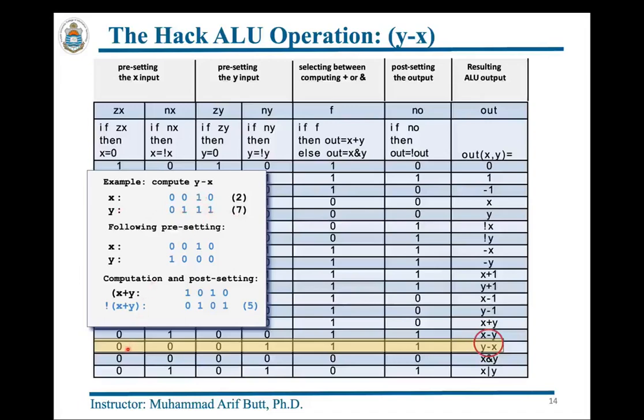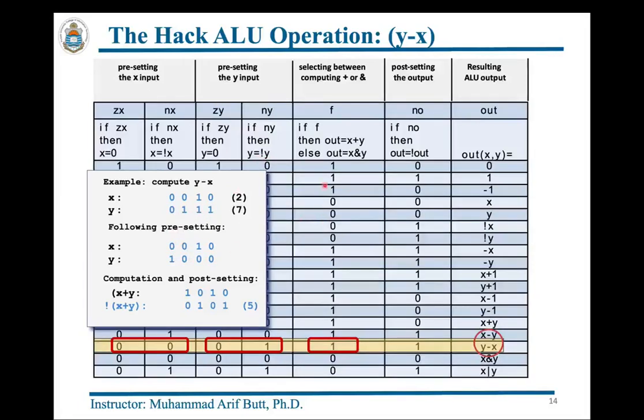Now since zx is 0 and nx is also 0, we do nothing with x. So x remains the same, 0, 0, 1, 0. However, as far as y is concerned, the zy bit is 0, so we don't zero out the y bits, and the ny bit is 1, so we negate y. So we have y as 0, 1, 1, 1, and when we negate this y, we get 1, 0, 0, 0.